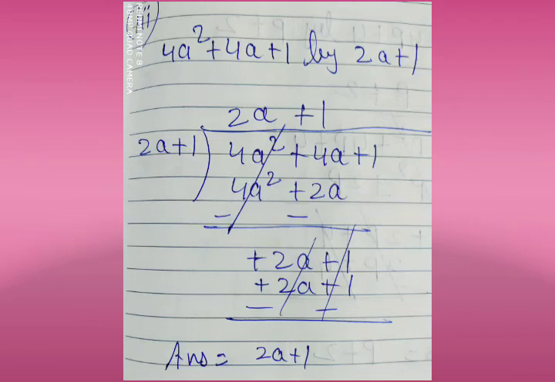4a square plus 2a. Then again we will change the sign. Plus 2a will become minus 2a, and plus 4a square will become minus 4a square. Then again the first term is cancelled. Plus 4a square minus 4a square we can cancel, and then we will solve the second term. Second term is what? After solving we will get plus 2a, and then we will copy down the third term, plus 1.